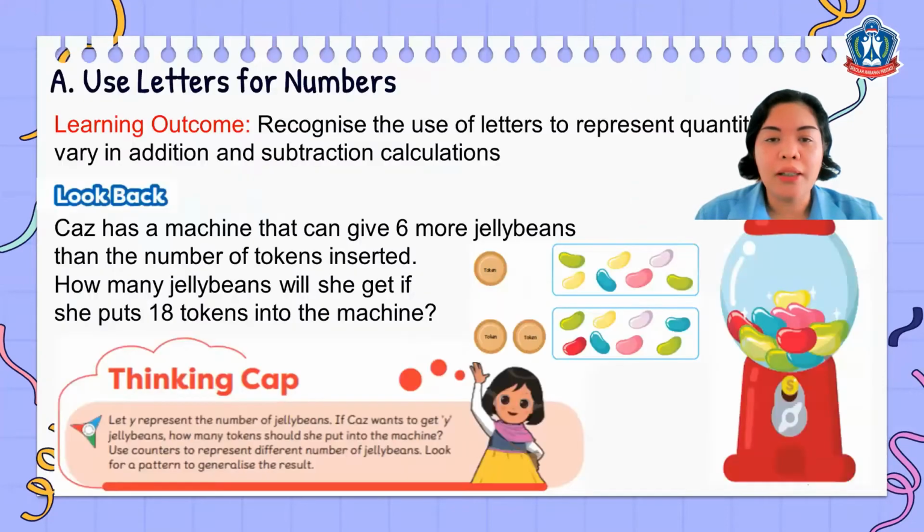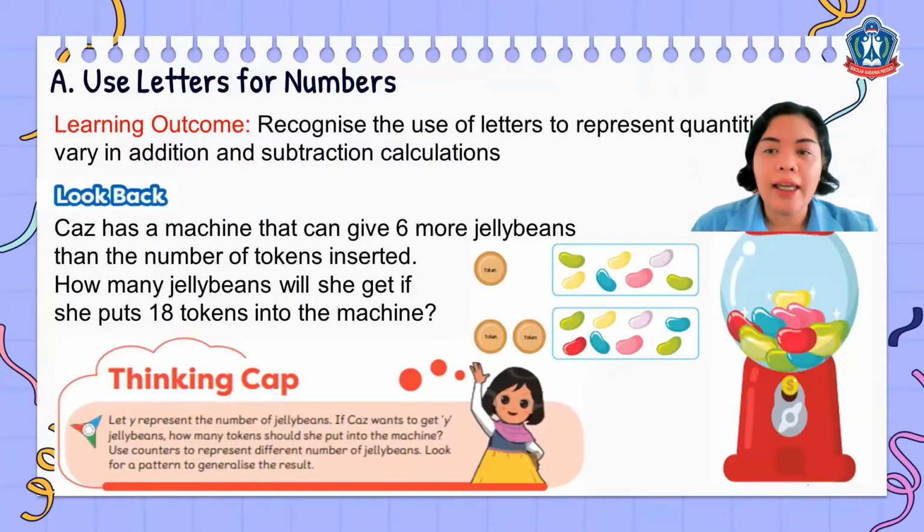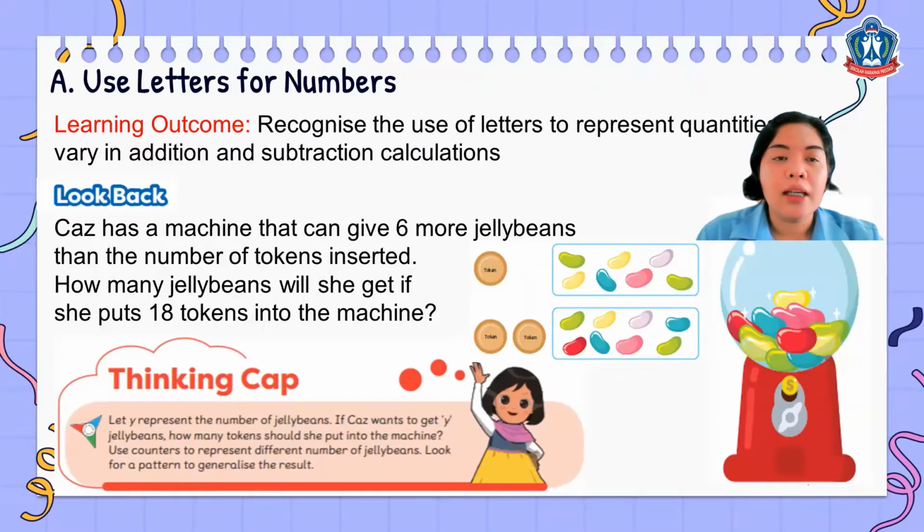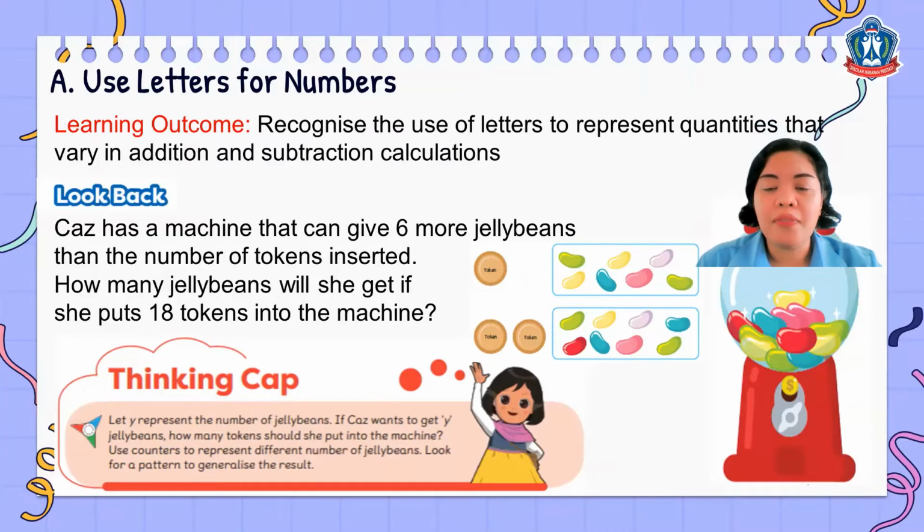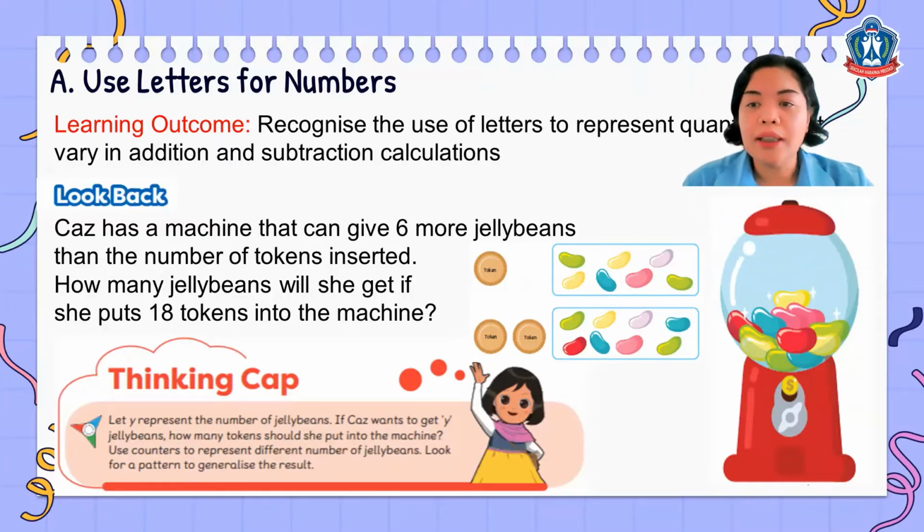Okay, let's move on. Let's start with lesson A. It talks about using letters for numbers. The learning outcome for this lesson is to recognize the use of letters to represent quantities that vary in addition and subtraction calculations. Look at this picture.